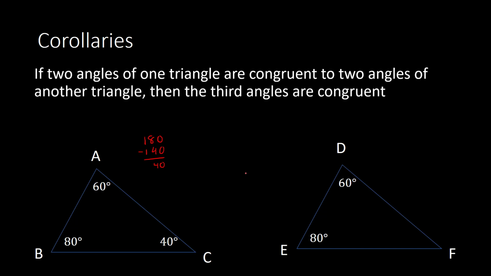And notice same thing is true over here with the other triangle. Angle F must also be 40 degrees for the same reason. So this is a corollary because it does not really need to be proven. It kind of falls into place knowing the fact that a triangle has 180 degrees total.